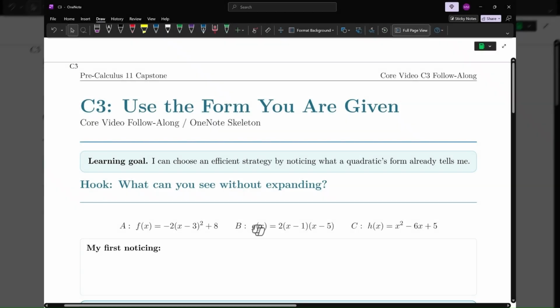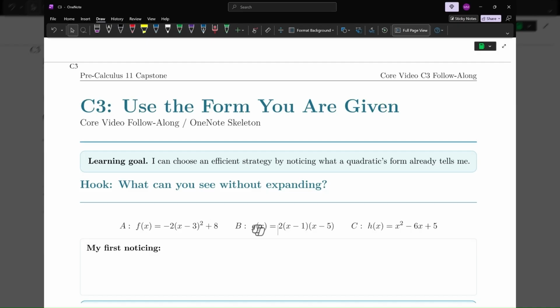Right, welcome to video C3. In this video, we're going to use the form we're given. So we're going to focus on using the form we're given and identifying what information we can extract from that given form. So our learning goal is just to be able to choose an efficient strategy by noticing what a quadratic form already tells us, and then therefore we can determine, do we need another form or not? So pick the information out of the form, not necessarily just close our eyes and expand and hope for the best.